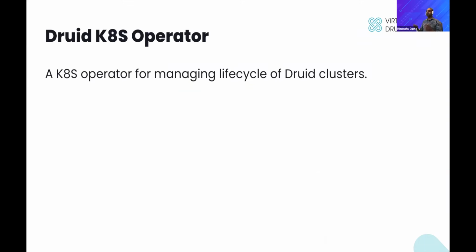So now that we know Kubernetes operators, we can talk about the Druid Kubernetes operator. As I said, it's an operator for managing the lifecycle of Druid clusters. So that's the distinction: it doesn't just deploy and forget about the Druid cluster. Its aim is to manage the whole lifecycle of the Druid cluster, always watching and doing things necessary, rather than just deploying everything and forgetting about it.